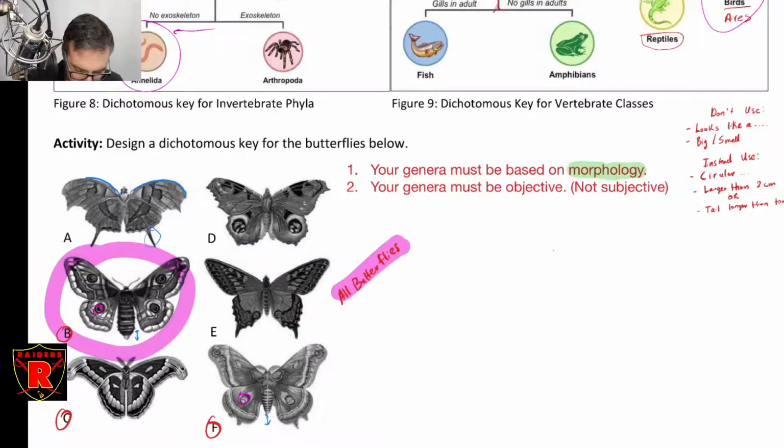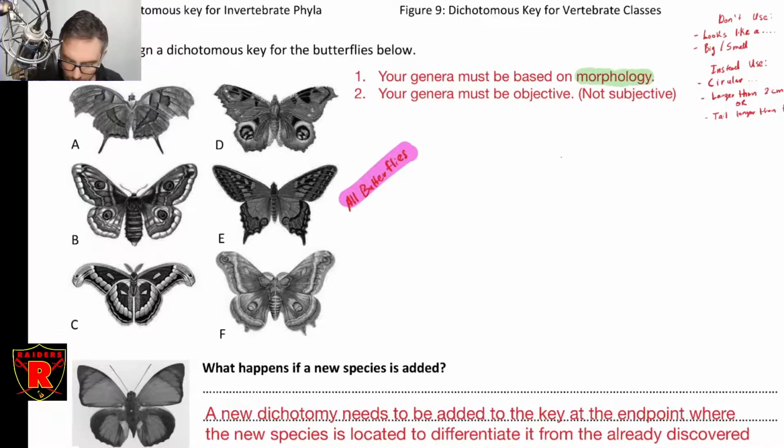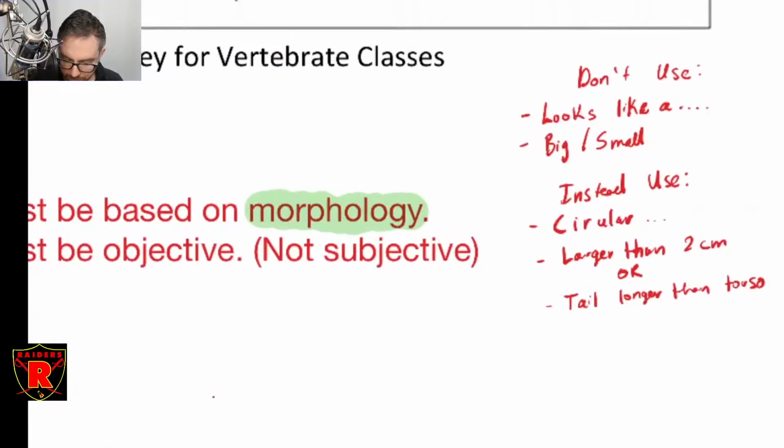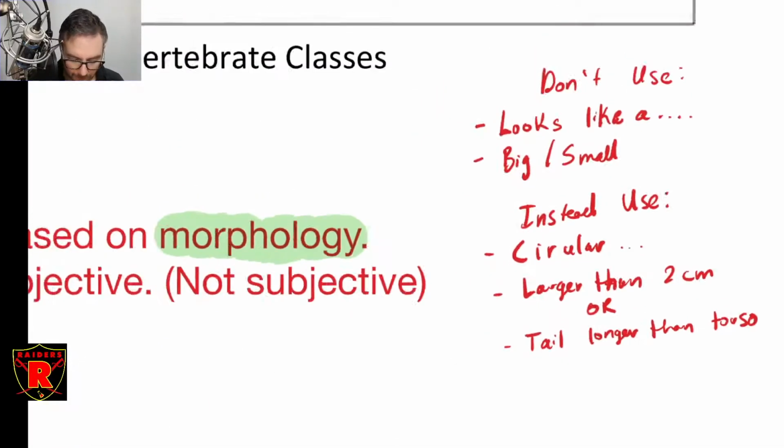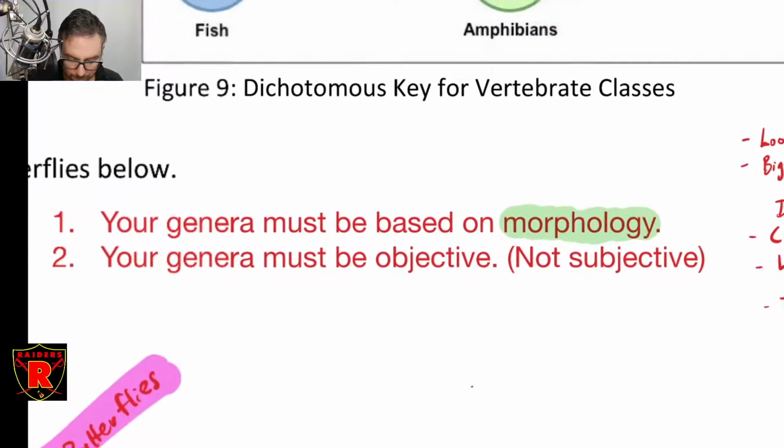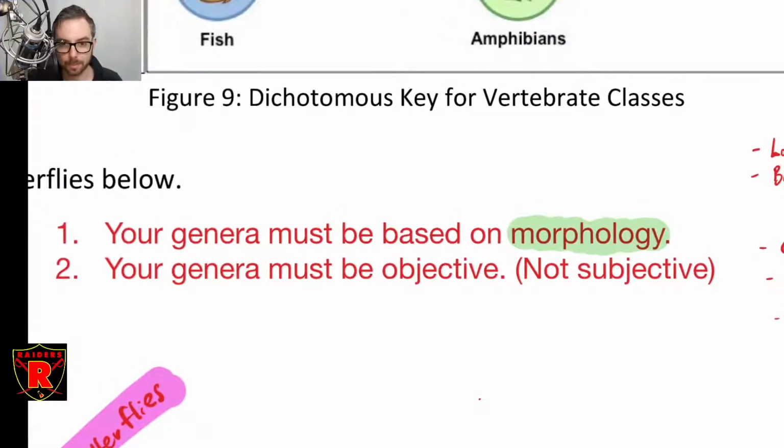So, some things to keep in mind when you're making a dichotomous key. First of all, you want it to be based on morphology.